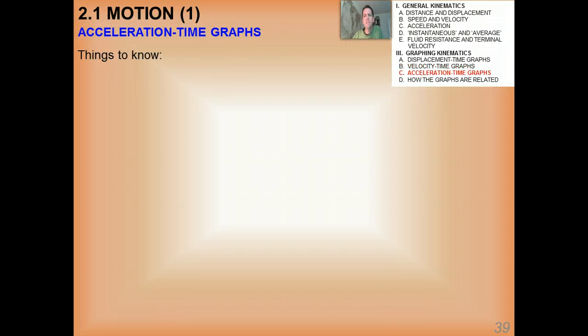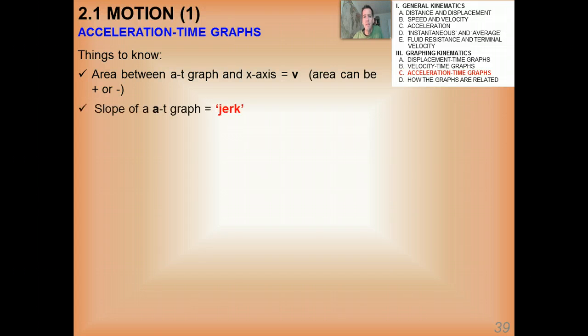Okay. Acceleration time graphs, you see these once in a while. A couple of things that are really important to know. The area between an acceleration time graph and the x-axis is the actual velocity.